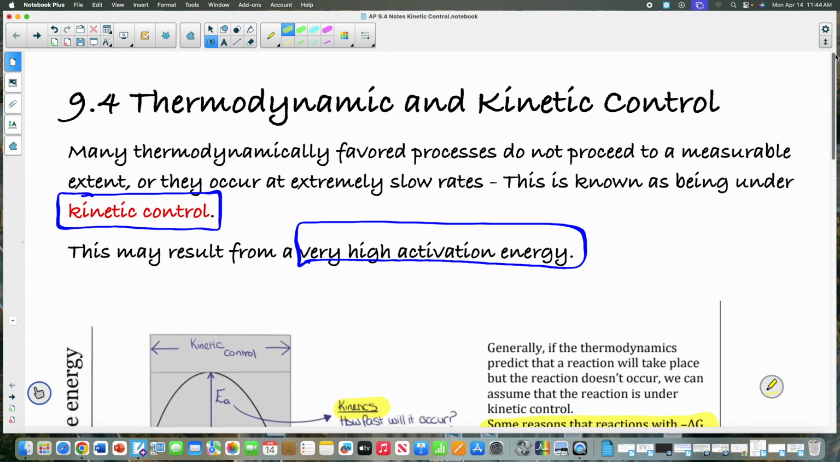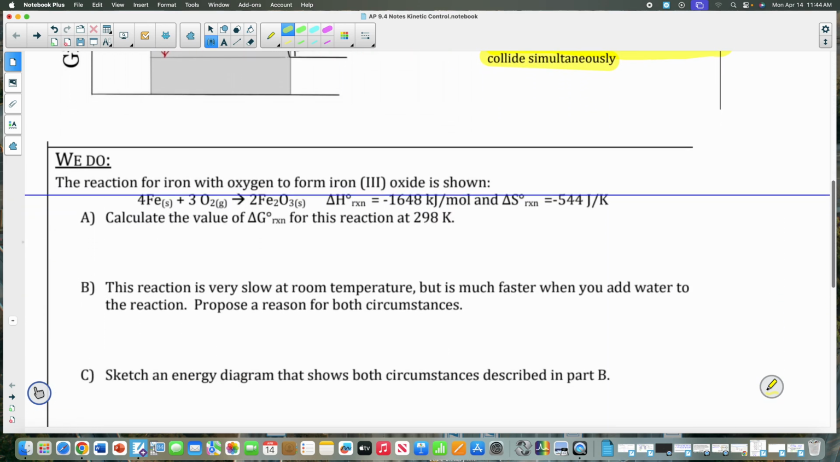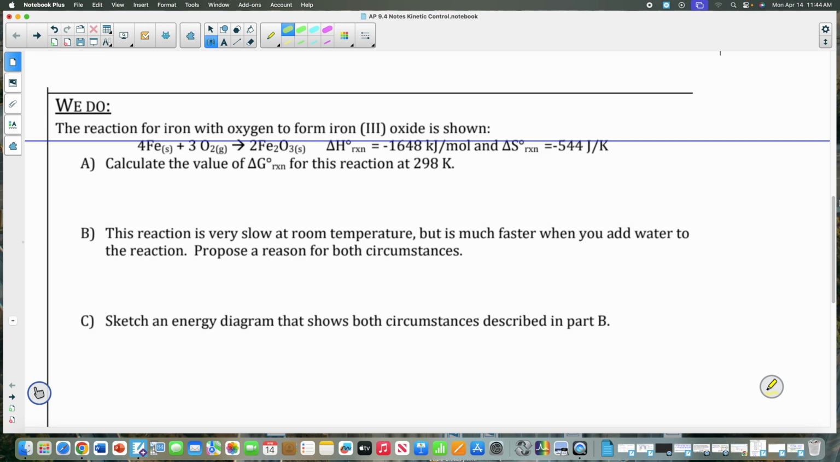So this is all there is to 9.4. So let's take a look at how it shows up in problems. All right, the reaction for iron with oxygen to form iron oxide is shown. That's rust. That's rusting. Calculate the value of delta G for this reaction at 298K.